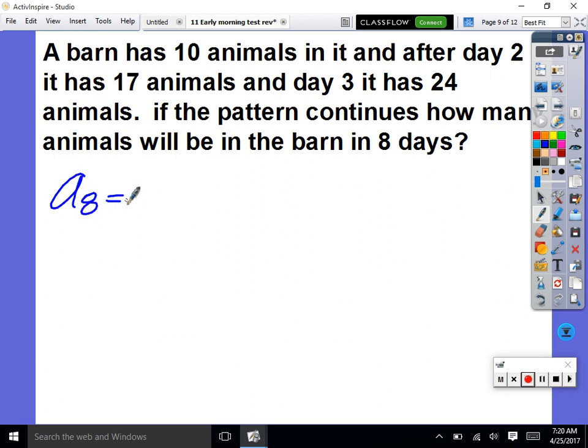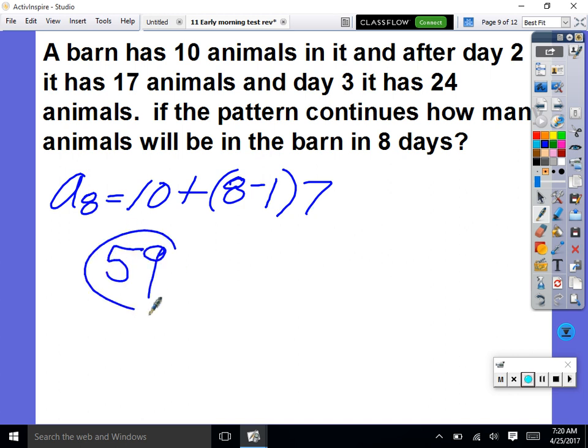Okay, so this one, we're finding a sub 8. Is it arithmetic? Yes. We're adding 7, so it'll be the same thing. A sub 1 was 10 plus 8 minus 1 times the common difference, which is 7. Does everybody see? So 10 plus 49, because 7 times 7 is 49. Oh, 59. There's 59 animals.